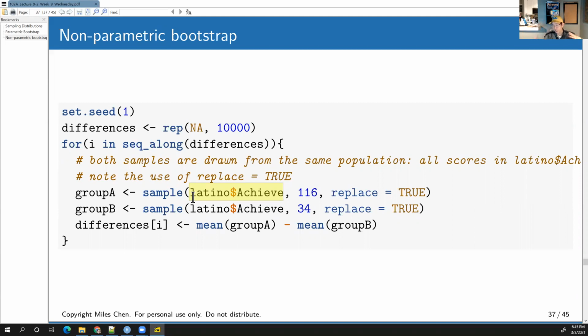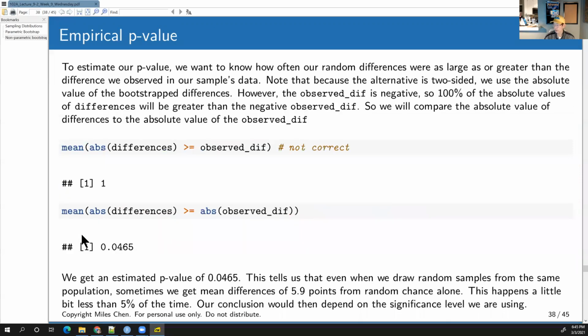And if the null hypothesis were true, both samples are coming from the same population, okay? And what we want to know is, how often do we get different means from just two samples coming from the same population? So I'm going to have one sample of 116, another sample of size 34, both drawn with replacement from the same population of 150 values, okay? We're going to take the mean of group A, subtract off the mean of group B, and store that in the differences, okay?